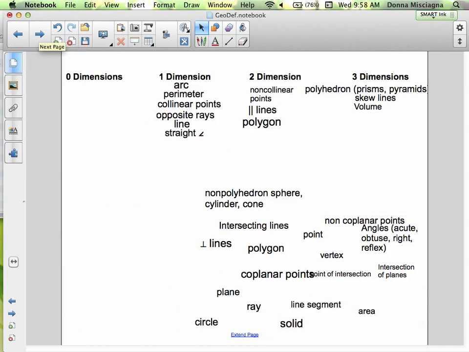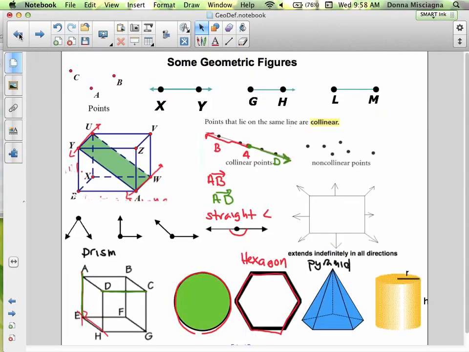A circle. Well, a circle's kind of like a polygon, except it's curved, and it goes into 2 dimensions. Now we're up to non-polyhedron, the sphere, the cylinder, the cone. I think I have a cylinder over here. Notice, in a lot of ways, it is like the pyramid, except it is curved.